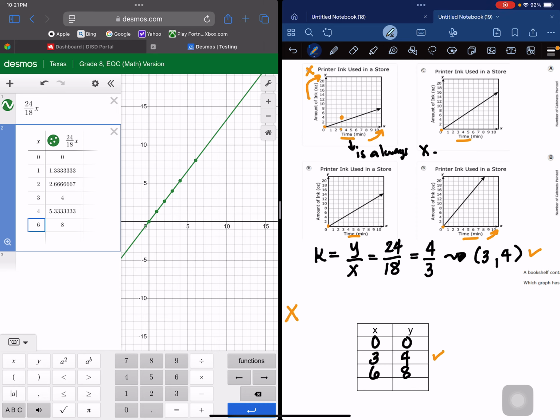A is not the answer. B has (3, 4). If you want to further check, we have (6, 8). (6, 8) is here. Then the answer is letter B.